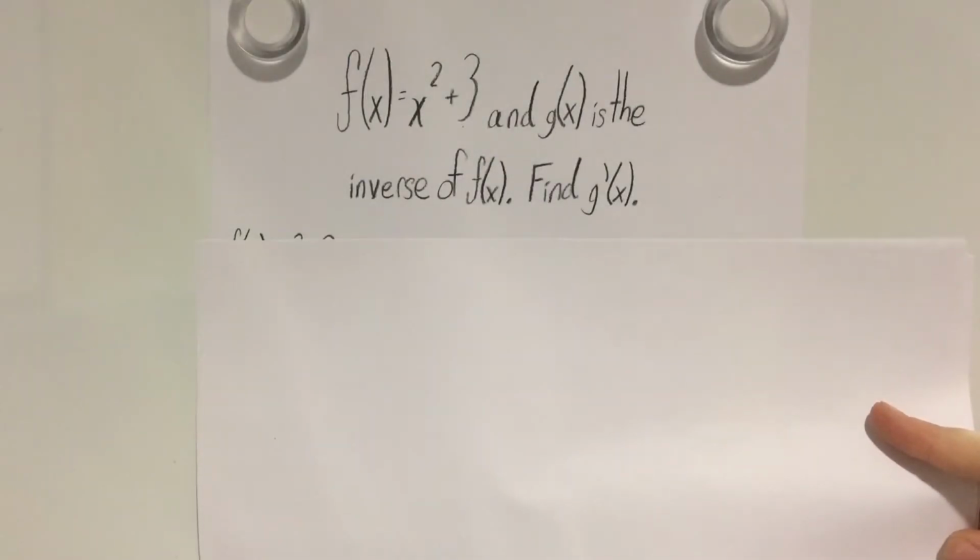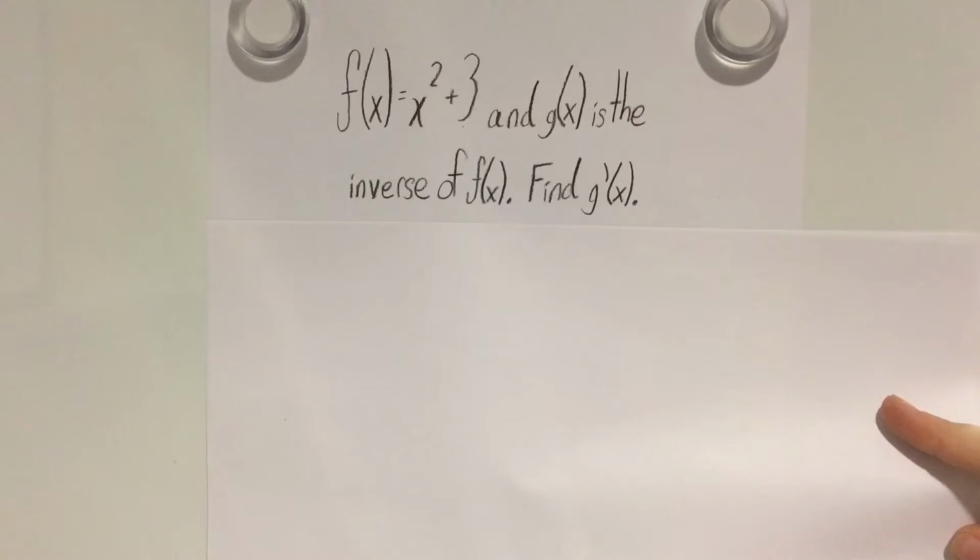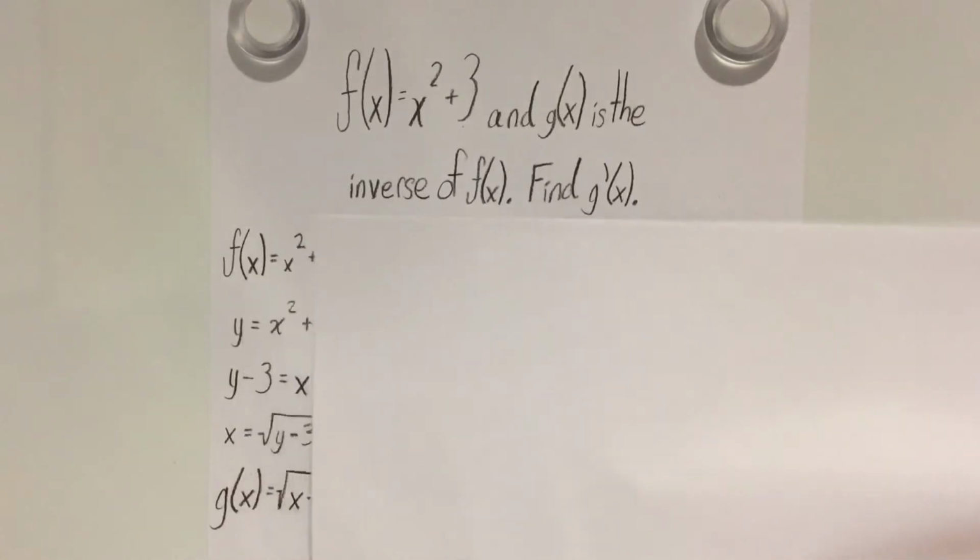F of x equals x squared plus 3, and g of x is the inverse of f of x. Find g prime of x. The first step is to find the inverse of f of x. This is done by isolating x. Therefore, x equals the square root of y minus 3. Then put it in terms of g of x. Therefore, g of x equals the square root of x minus 3.